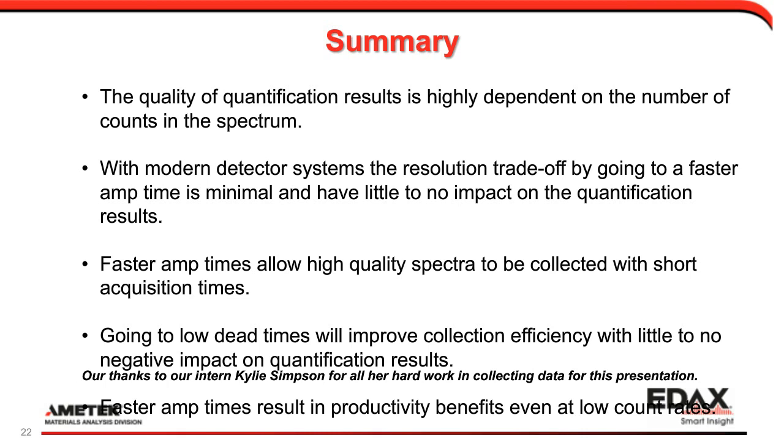You can acquire your total number of counts in a shorter amount of time or get better statistics, keeping the time as a constant. And you can do high quality quant even at the faster amp times, even with severe overlaps like the galena. You don't have to stay at the slow amp times when you have severe overlaps.